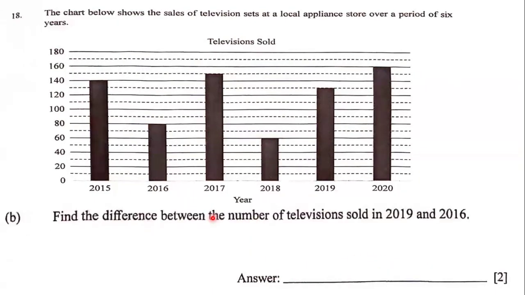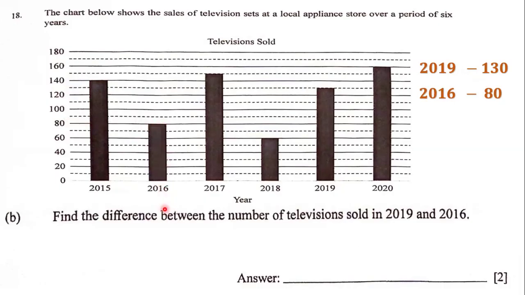It says, find the difference between the number of televisions sold in 2019 and 2016. So how many were sold in 2019? If we go to 2019, we'll see that this is definitely 130, because it's between 120 and 140. So at 2019, there were 130 television sets. And in 2016, there were 80, right? 80 television sets for 2016.